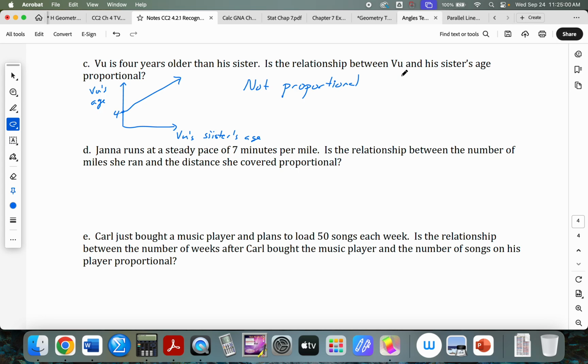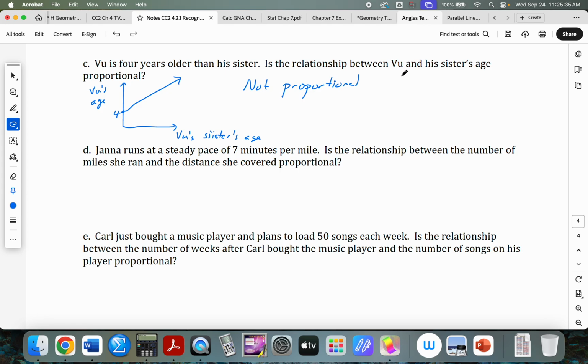If it doesn't start at the origin, which is 0, 0, it cannot be proportional. And every year he's still 4 years older than she is, right? So let's say she's 4 and he's 8. Well, double her number of years. She's 8. Is he going to be 16? No, he's only going to be 12.